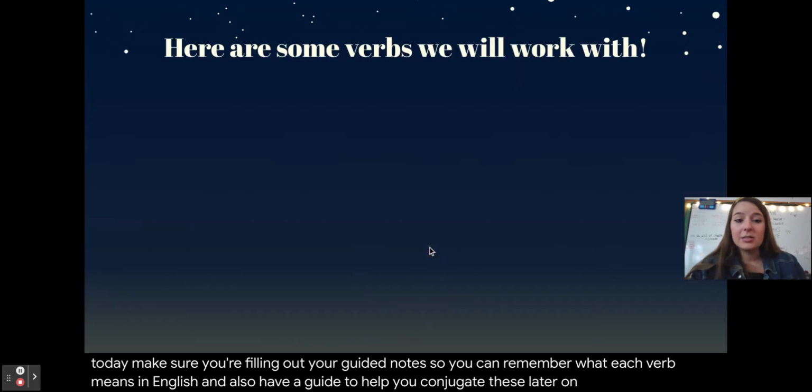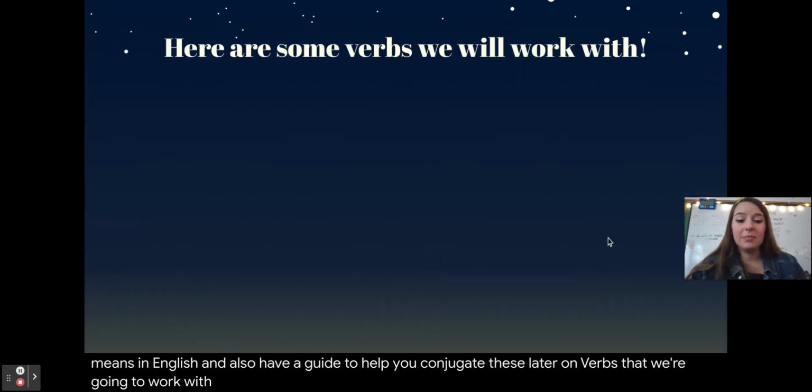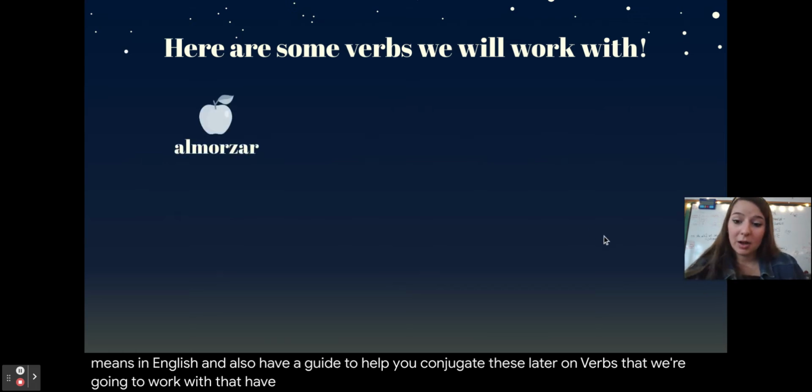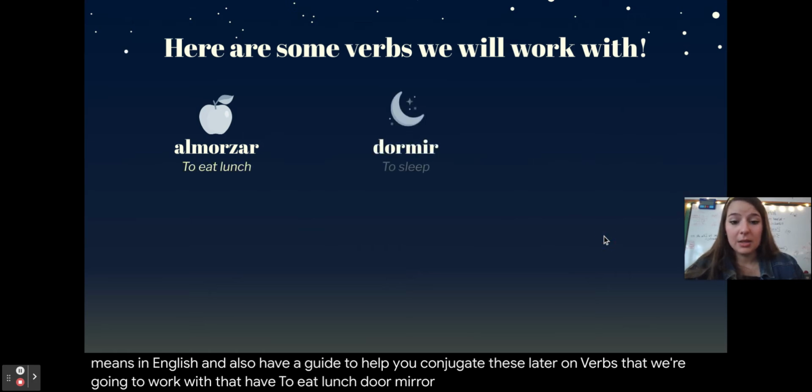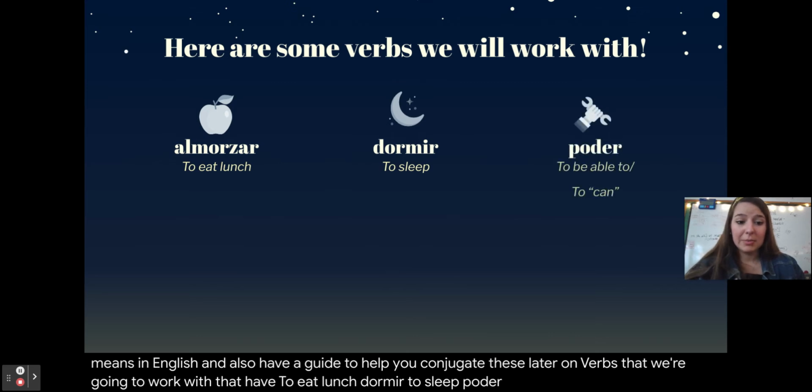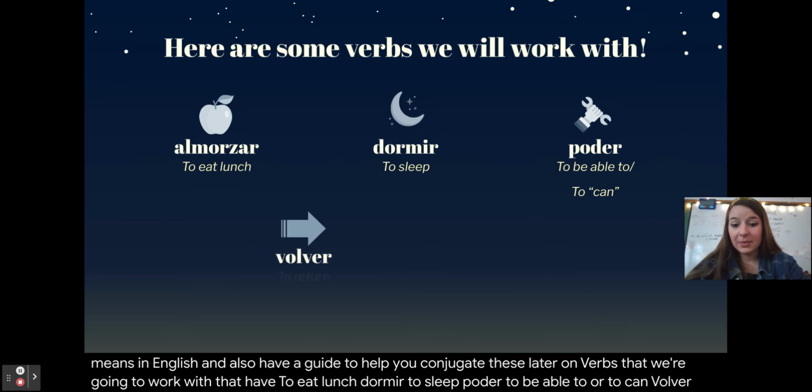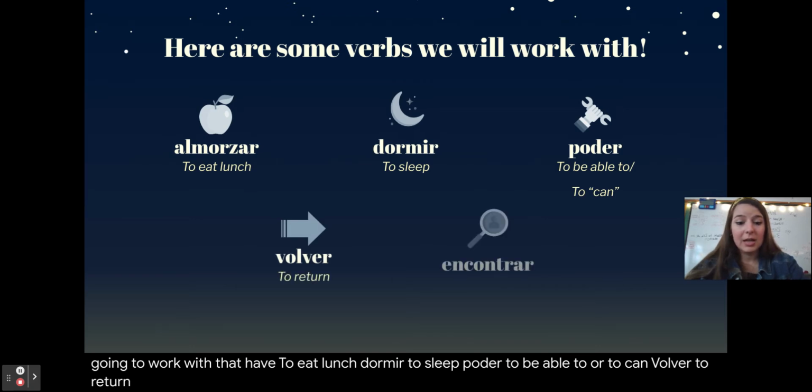Okay, let's get started. So here are the verbs that we're going to work with that have an O to UE stem change. There are more out there. These are the ones that we're learning in class. Almorzar, to eat lunch. Dormir, to sleep. Poder, to be able to or to can. Volver, to return. And encontrar, to find.